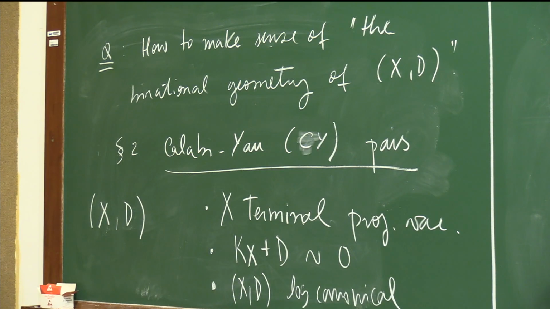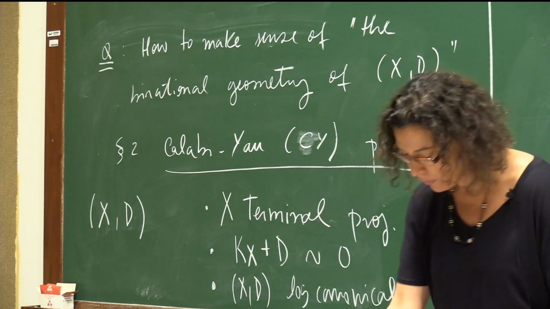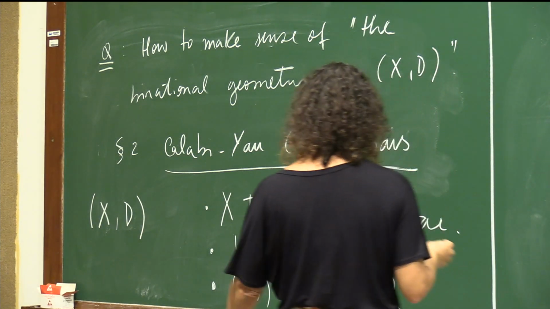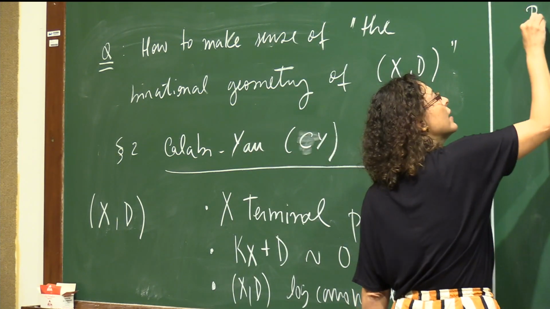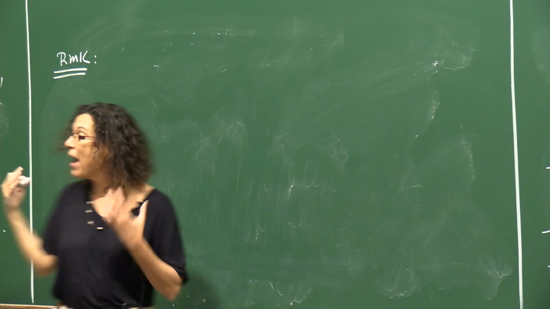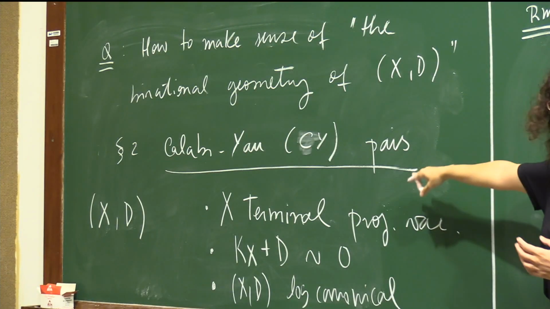And what I will try to convince you now is that at least for Calabi-Yau pairs, there is a good notion of what are the birational maps that one should consider between Calabi-Yau pairs. So before I introduce this, let me just make a remark. And this is what makes things special about the Calabi-Yau condition.